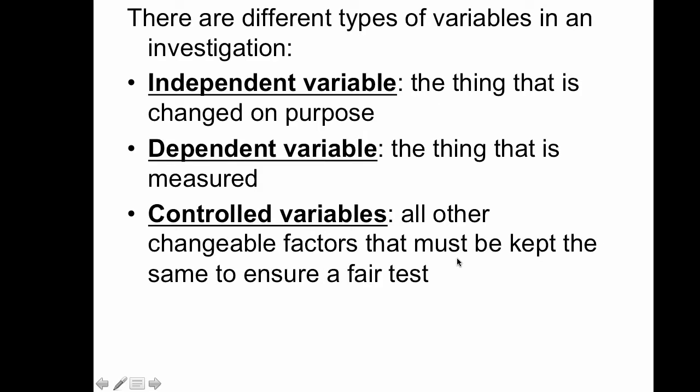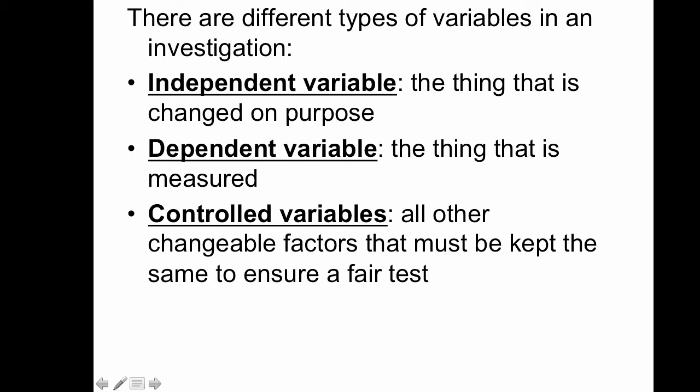There are different types of variables in an investigation. You have the independent variable. That is the thing that you change on purpose. So in your experiment, the independent variable is going to be what you decide to change and you're actually testing. The dependent variable is the thing that is measured. So what are you measuring? In that case, they would have been measuring the height of the plant.